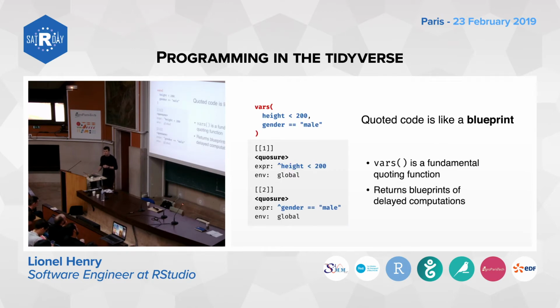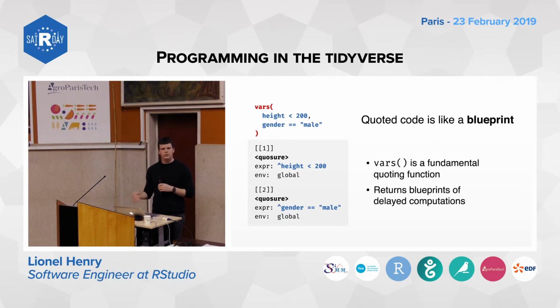So quoted code is a bit like a blueprint for computations. And we have the function vars here from dplyr and ggplot, which is like a fundamental quoting function. All it does is take your expressions and return blueprints.